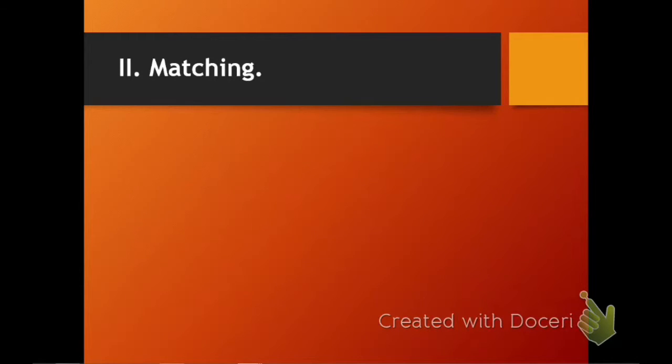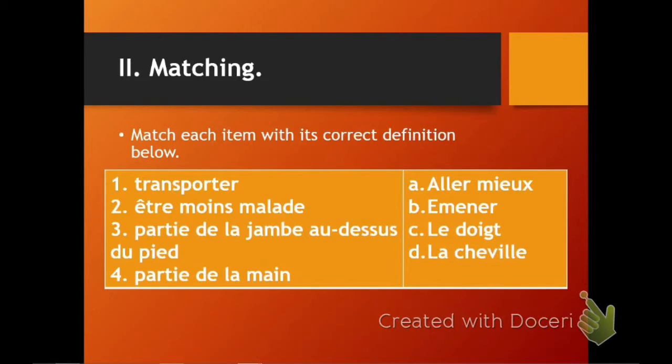Next, part 2 will be some matching. Take a look here. What you'll need to do is match each item with its correct definition below. So, for example, we have transporter, être moins malade, partie de la jambe au-dessus du pied, and 4, partie de la main. And we have to match it up with aller mieux, emmener, le doigt, et la cheville. Okay, let's see if we can match these up.